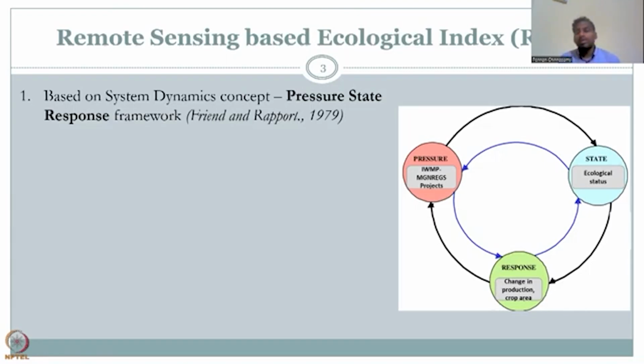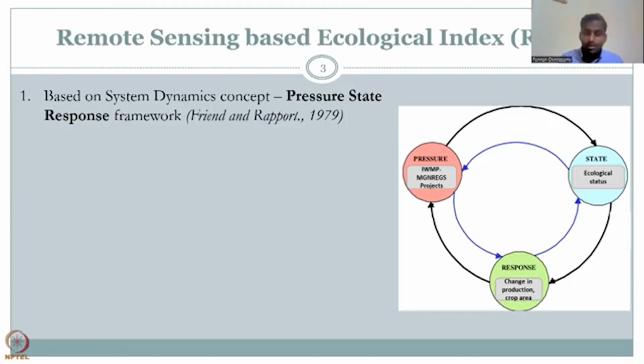Different key indicators and players are going to come out. So the response is, yes, the pressure is the MGNREGA projects, and then it has some impact. We don't know what, but it has some impact on ecological status. Normally, it's a positive impact because we are letting people work for the nature rather than against the nature. The response could be change in production, crop area, soil moisture, etc. And then that can also come back as a pressure on the system.